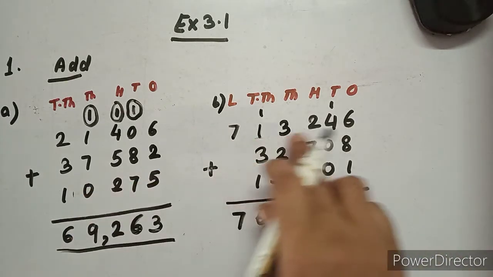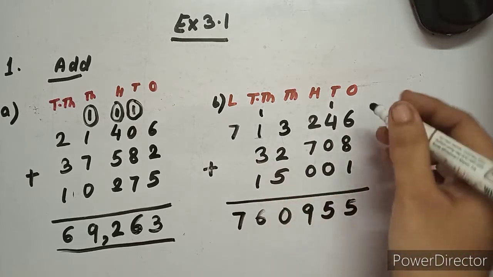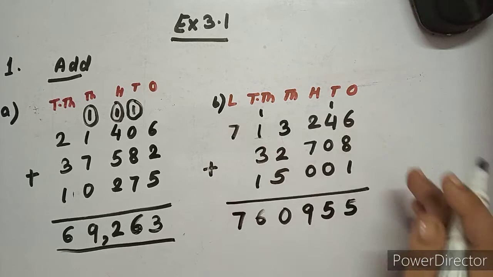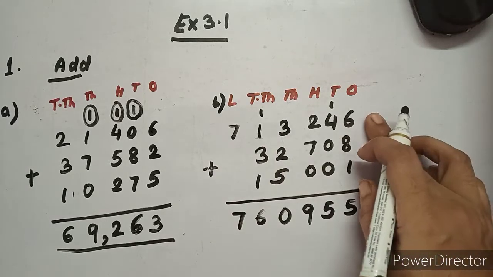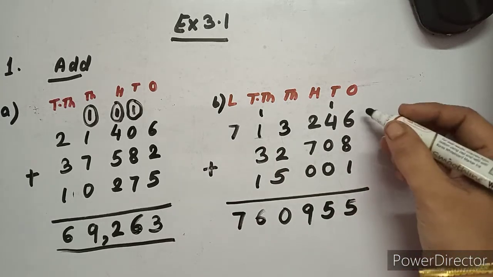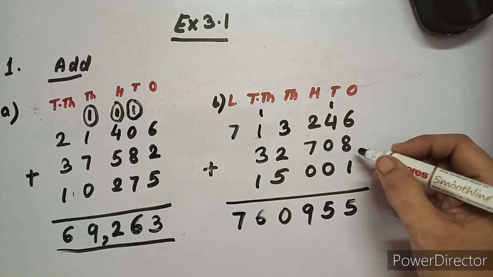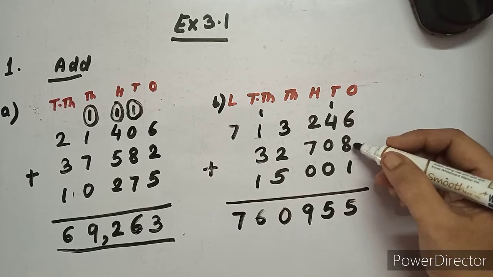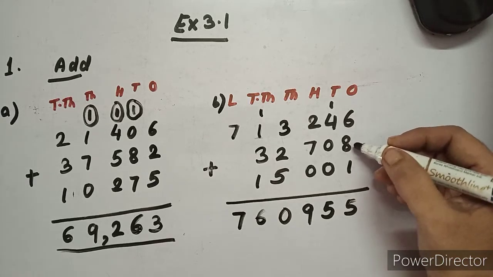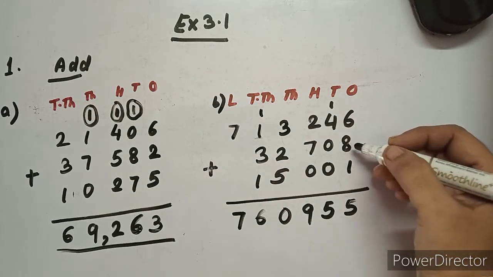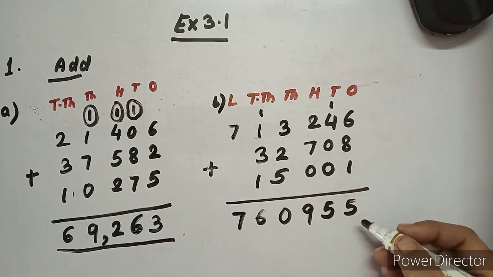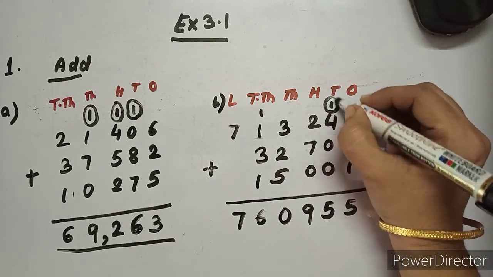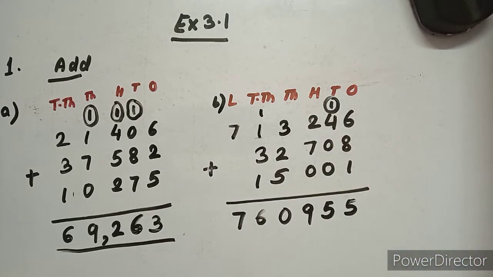Now first I have arranged, see the numbers I have arranged and I have written the places as well. Then we will start with our addition. Okay, so 8 plus 1 is 9, or 6 plus 8 is how much? 6 plus 8 is 14. 14 plus 1 is 15. Okay, so 15, 5 I have written here and 1 I have taken as carry over.